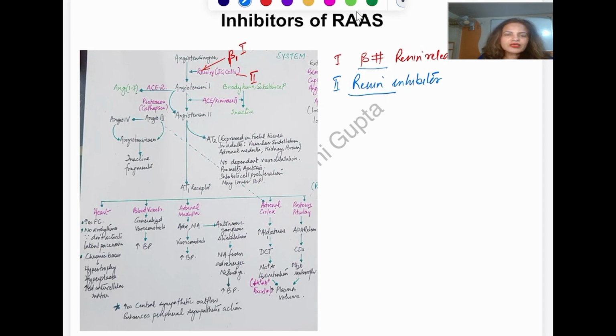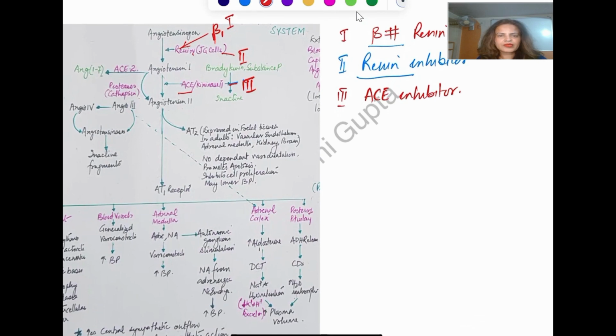Now, what are the other steps? Number 3, at this level, we can give the ACE inhibitor. By giving the ACE inhibitor, or angiotensin converting enzyme inhibitor, we can inhibit the conversion of angiotensin 1 to angiotensin 2. This step is inhibited. Okay.